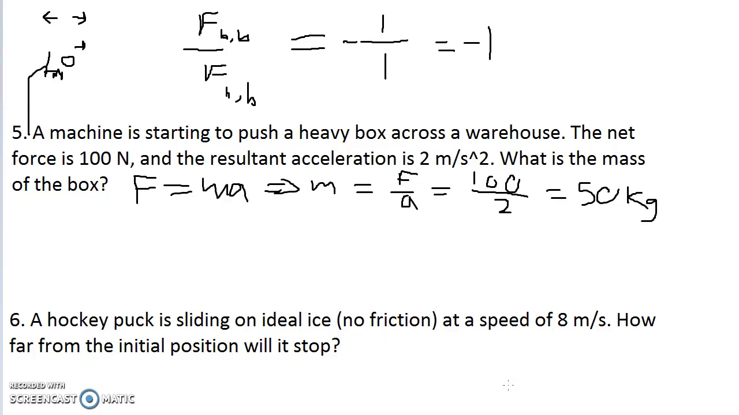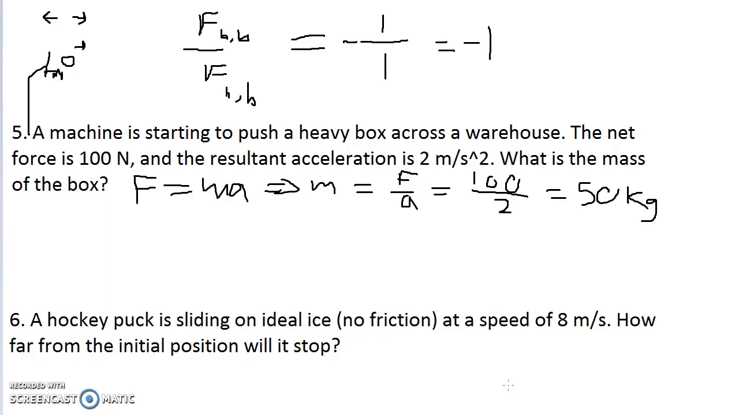We see here that it's sliding on ideal ice or has no friction. And also, because of the low profile of a hockey puck, we can assume that there is no air resistance, or really not enough to make any difference. So the speed of 8 meters per second is going to be constant, because if there's no net force, then there's going to be no acceleration, or no change in velocity or change in speed. So that speed of 8 meters per second, since there's no other force acting, is going to be constant. It's not going to change. It's going to stay in its state of motion.